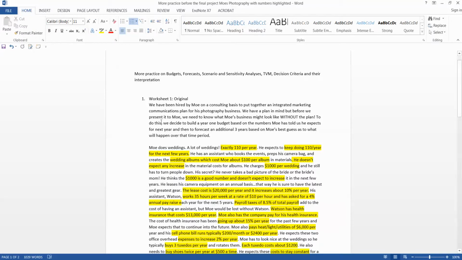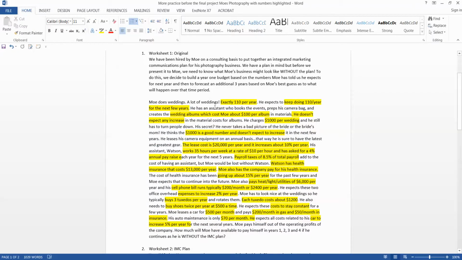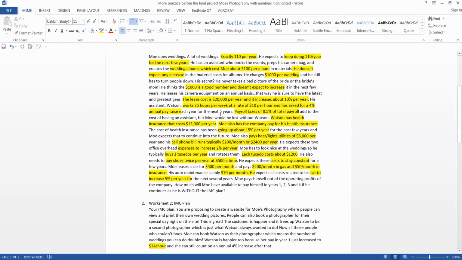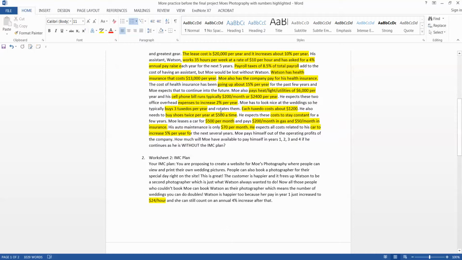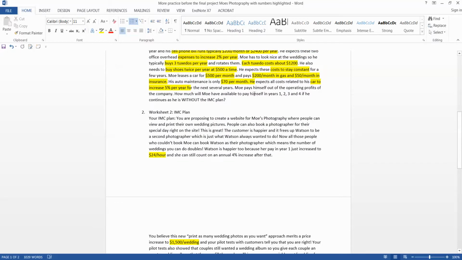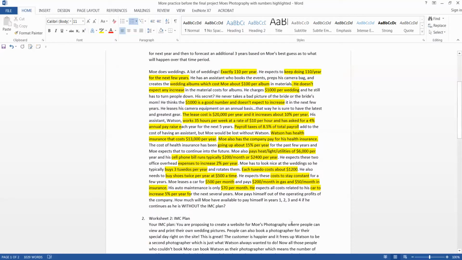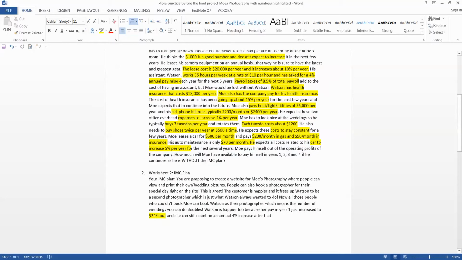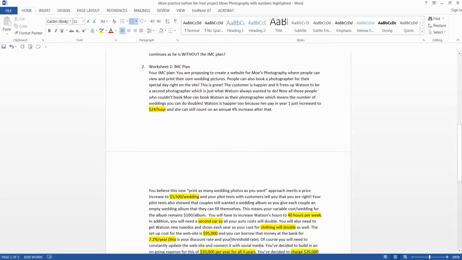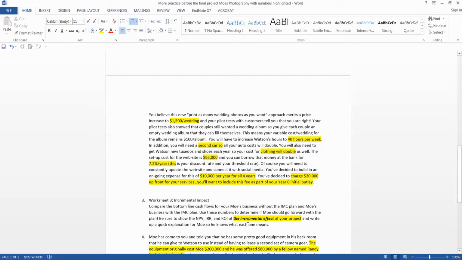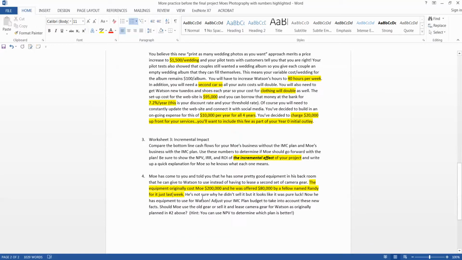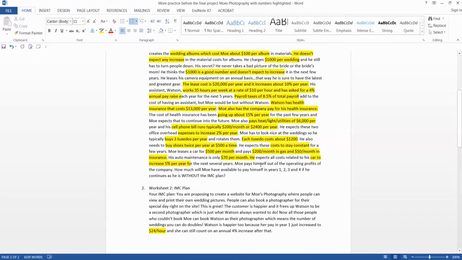The first thing I like to do when I get one of these is to highlight, either with a pen or in this case yellow highlighting, all of the information that I'm going to need to put into my spreadsheet. I do that not only for the original budget, which is this section right here, but also for the worksheet with the IMC plan, where I've highlighted what's going to change. In worksheet 3, I highlight that I need to analyze the incremental effect. And in 4, I highlight that we're going to be doing a lease versus buy or use decision for the camera equipment. So let's begin just with the original budget.